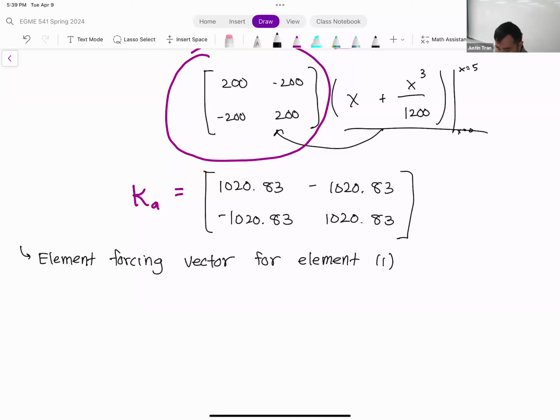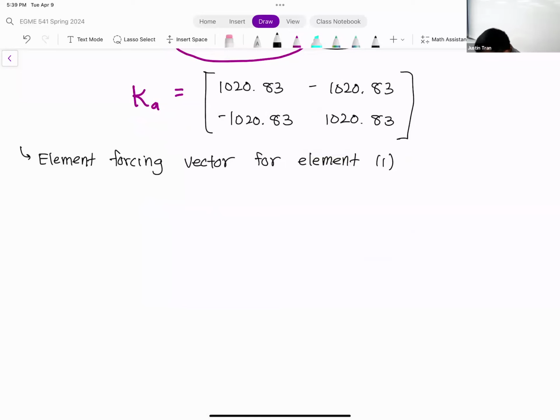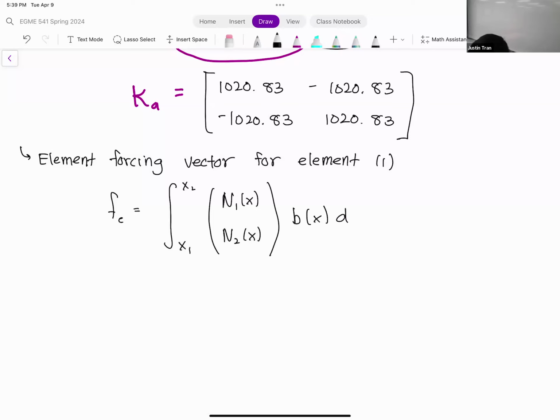Okay. The next thing that we have to do, and this is something that's new, this is not something that we had to do before for our direct stiffness problems, is we're going to evaluate an element forcing vector. Okay. All right, so if you recall from last time, our element forcing vector has the following equation. We have Fe equal to the integral from x1 to x2 of N1 of x and N2 of x, it's the ugliest N I've ever drawn, times the body force term b of x dx.